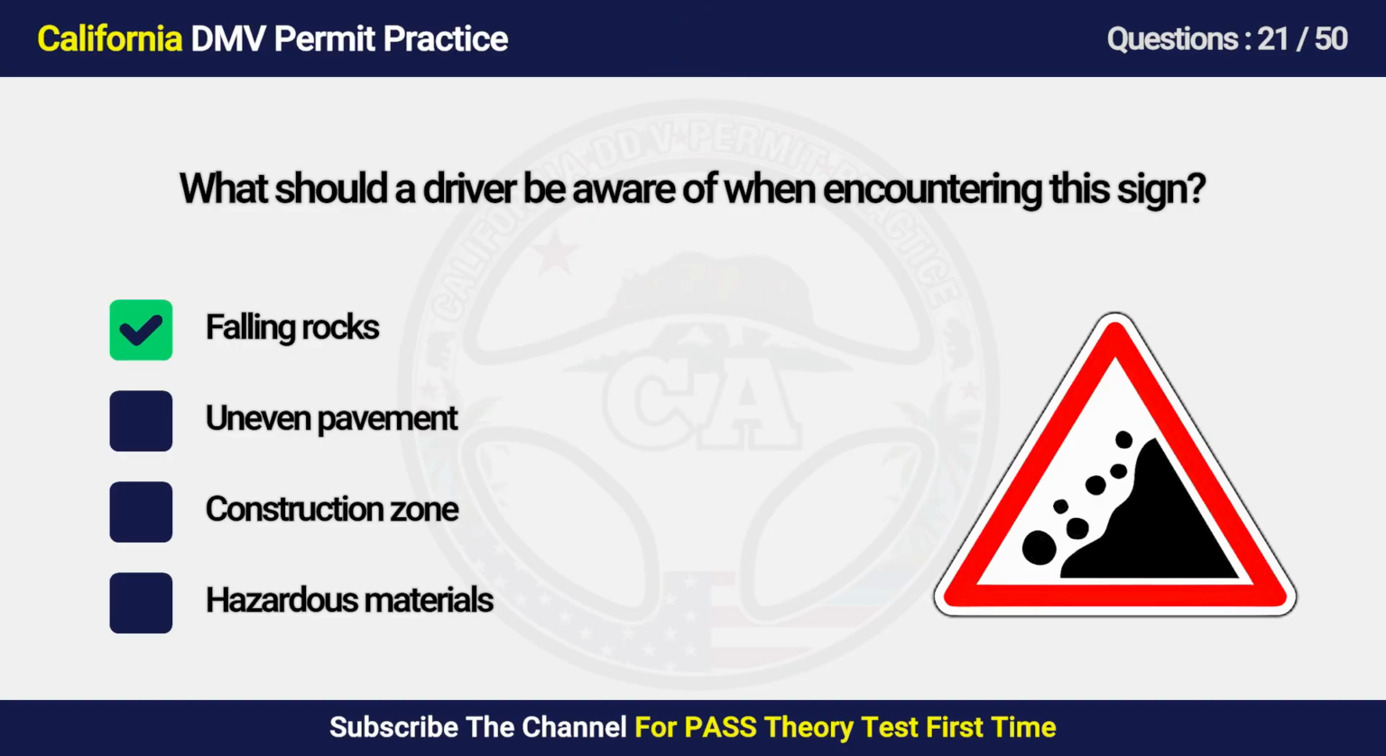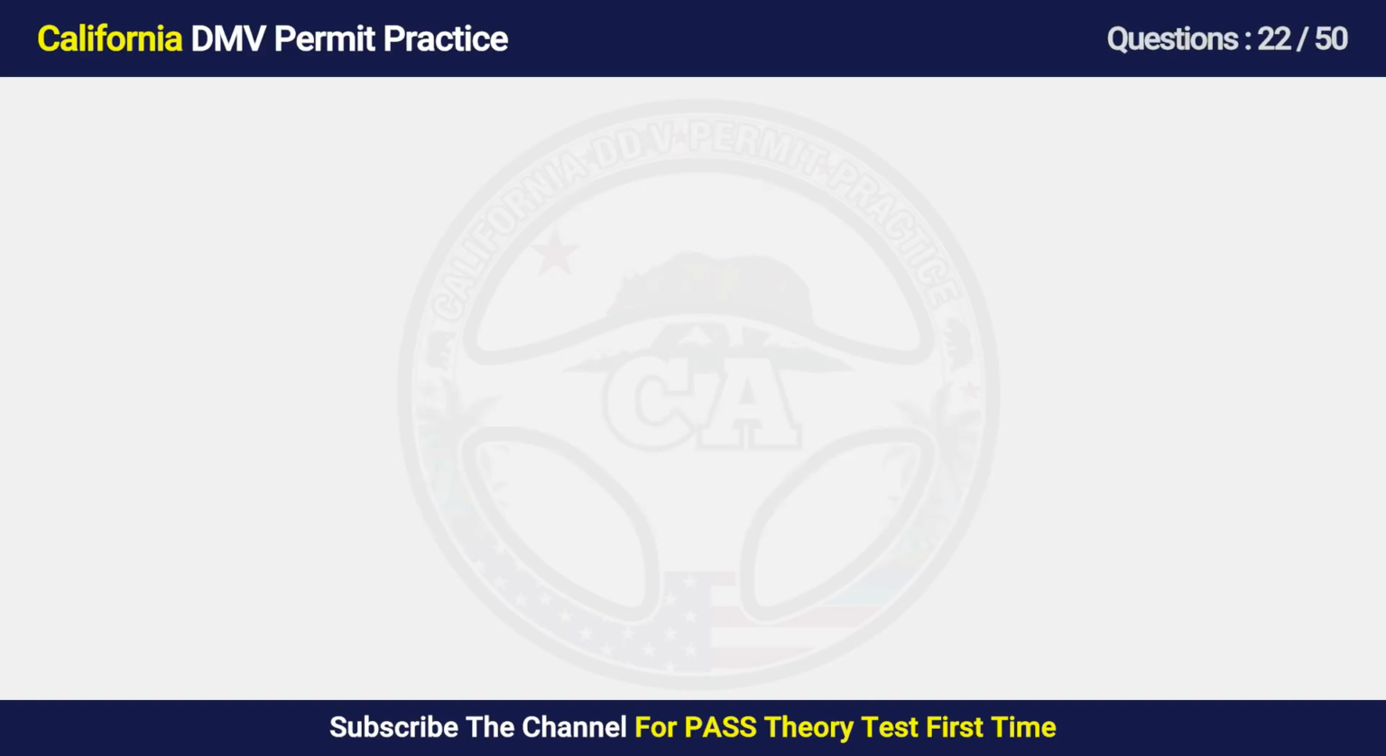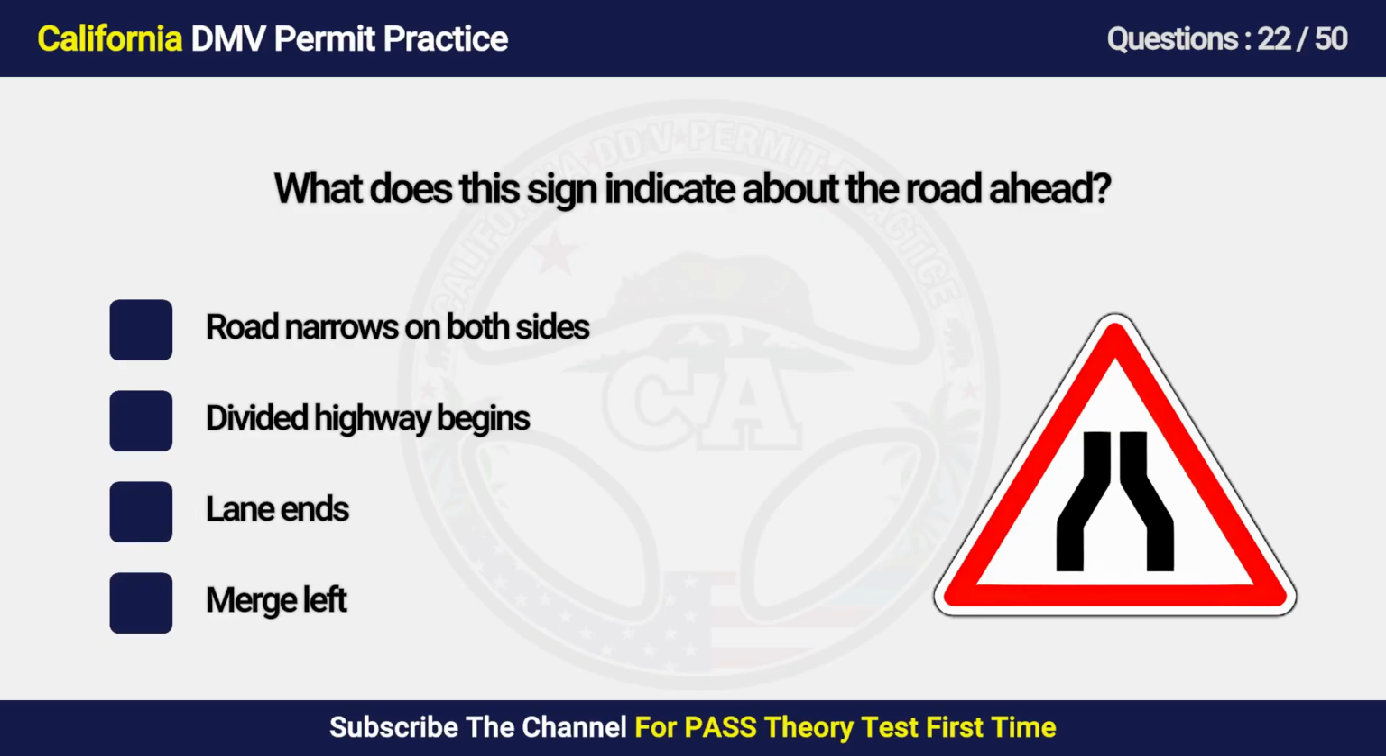Answer is A. Falling rocks. This sign warns of falling rocks or rock slides. Drivers should be cautious, reduce speed, and be aware of debris on the roadway, especially after heavy rains or in mountainous areas. Question 22. What does this sign indicate about the road ahead? A. Road narrows on both sides. B. Divided highway begins. C. Lane ends. D. Merge left.